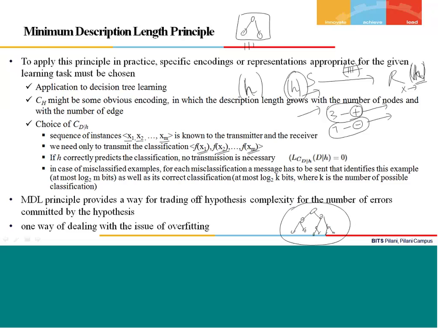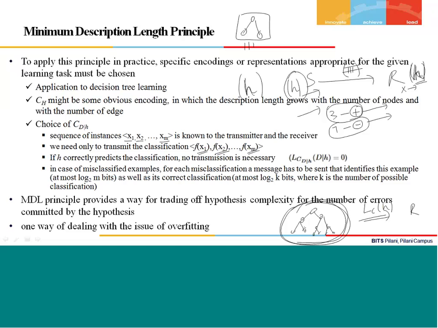Misclassification will get reduced to zero in that case, because this is the larger tree and you can use it to classify every sample correctly. Now in that case you have to send this larger tree to this side, that is LCH. It takes a larger number of bits to send to the receiver side.